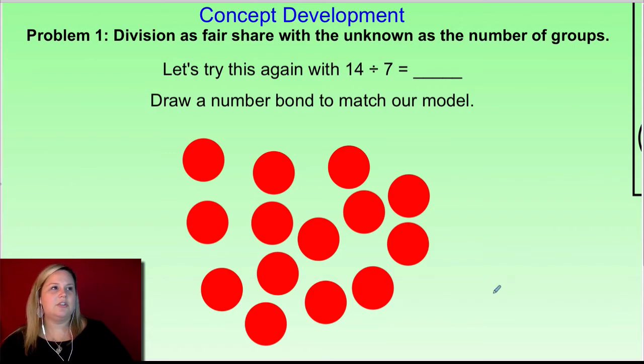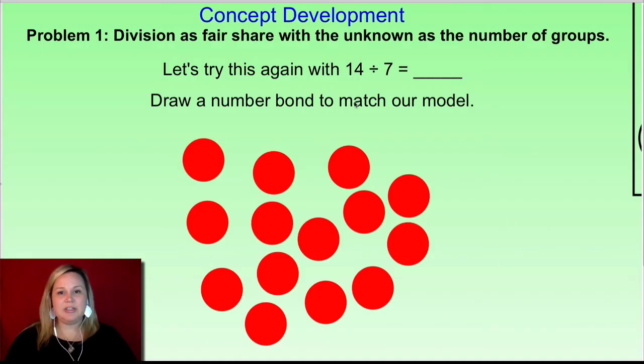So I want to check out this problem. What I would do for this one is we're going to use the same kind of strategy, but we're going to try it with 14 divided by 7. So focus on 7 being the size of the groups. So you need 14 counters for this. Take out your 14 counters. Then I want you to split them into equal groups that have 7 in each group.